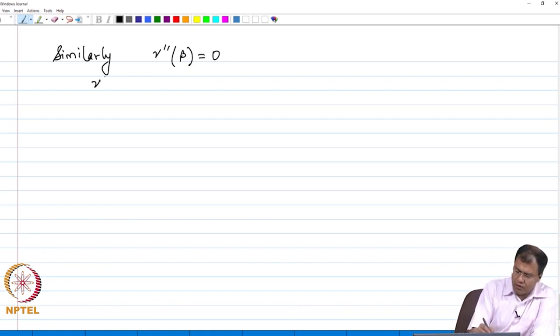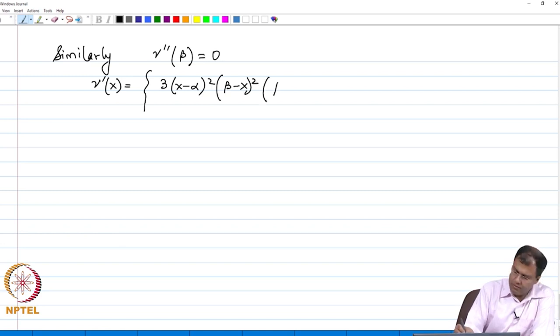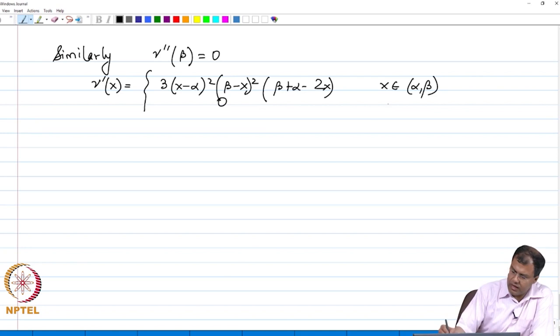So what we have is the following. While going through this exercise, we have seen that the first derivative of nu is 3 times (x minus alpha) squared times (beta minus x) squared times (beta plus alpha minus 2x), where x is in (alpha, beta), and it is 0 otherwise.